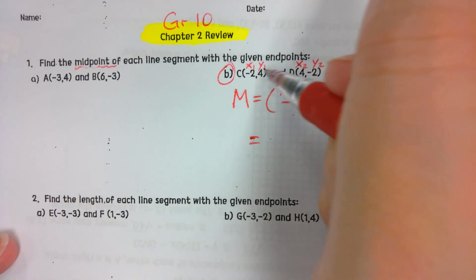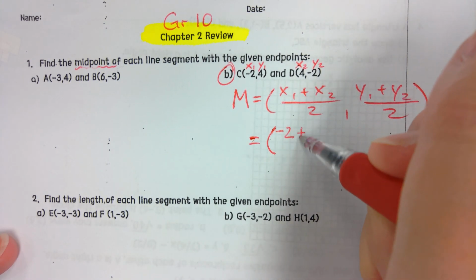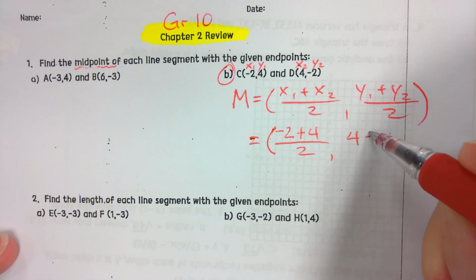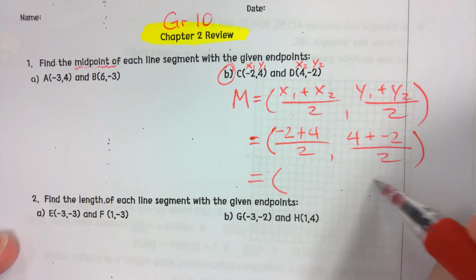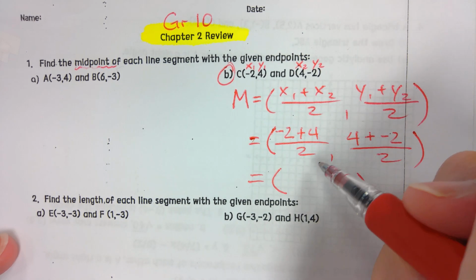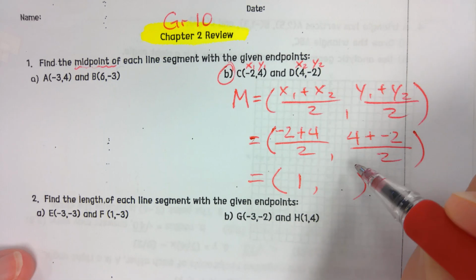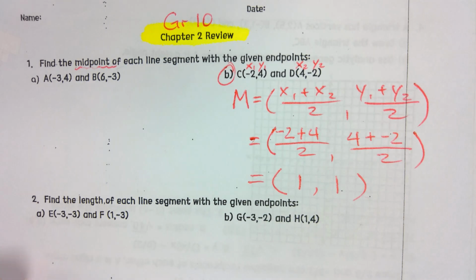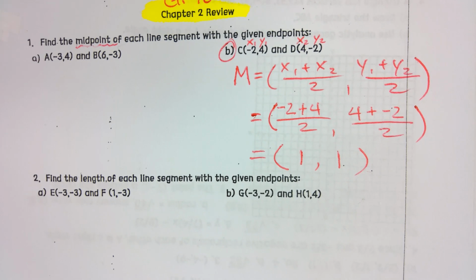Okay, so x1, y1, x2, y2. When you sub in the numbers, -2 plus 4, 4 plus -2. Remember, midpoint is just a point. So when you add it and divide it, you should get just a coordinate. 2 divided by 2 is 1. 2 divided by 2 is also 1. So you get the point 1, 1. If you see a question like this on the test, it should be easy marks.